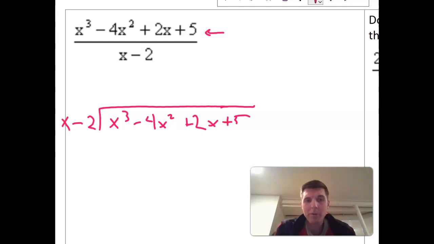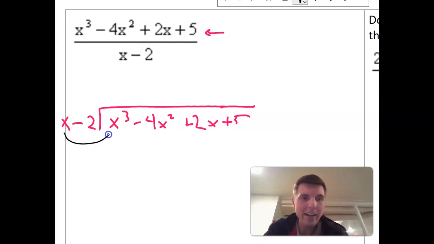So this is the same way you set this up before, when you were just using numbers. Now we're using polynomials. So our first question is, how many times, or really, if I did x cubed divided by x, what would be left over? Or another way, x times what gives you x cubed? And the answer here is x squared, and so we're going to put x squared right above the x squared term.